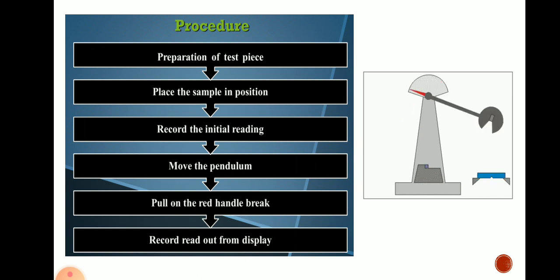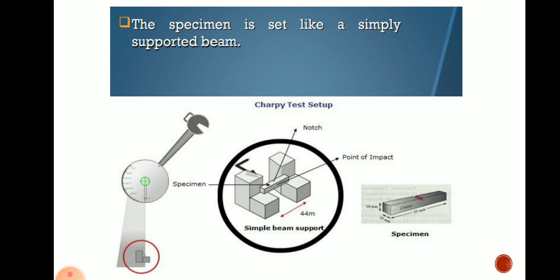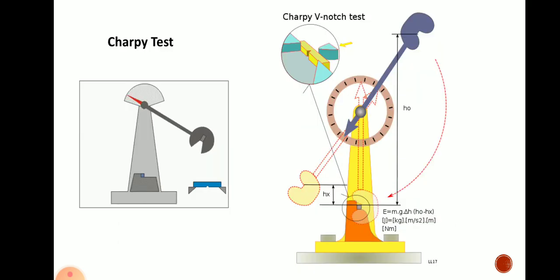So the two heights, initial height and final height after hitting, you have got. Record these readings, as well as the pointer, which will also show certain energy after hitting that specimen. So initial energy and final energy, both energies you have got from the pointer scale, as well as you have measured the heights, capital H and small h. This is the general procedure for carrying out this test.